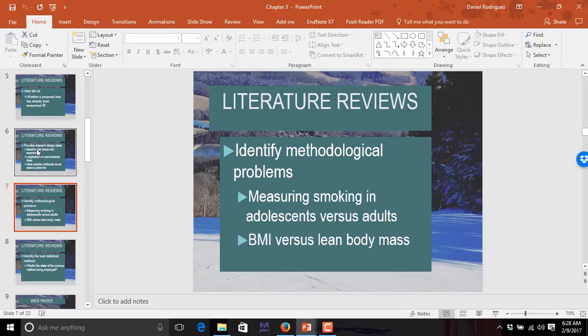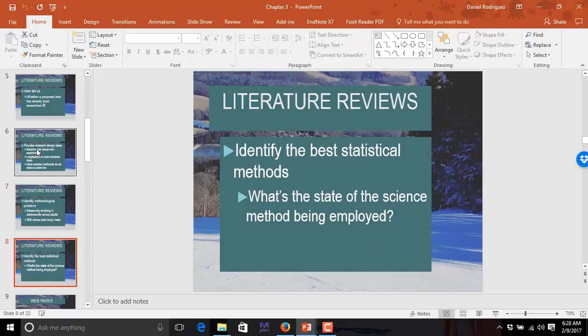Looking for different methodological problems that occur with different types of studies. For instance, I mentioned that defining smoking among adolescents and adults becomes very confusing as they are different. What's considered a smoker in an adult versus an adolescent is extremely different. Should we use BMI or lean body mass to measure obesity? There's lots of different questions that pop up as you read through the literature.